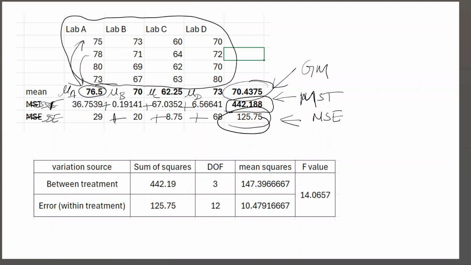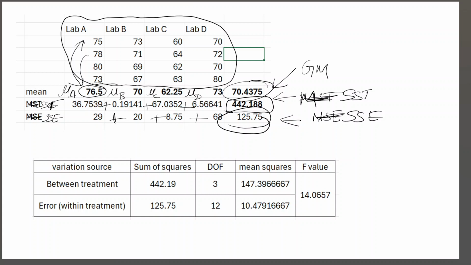I mean, sorry, this is the sum of the squares between the treatment and sum of the squares between the error. So once we divide it by the degrees of freedom only, you will get the MST and MSC, which are the mean squares.